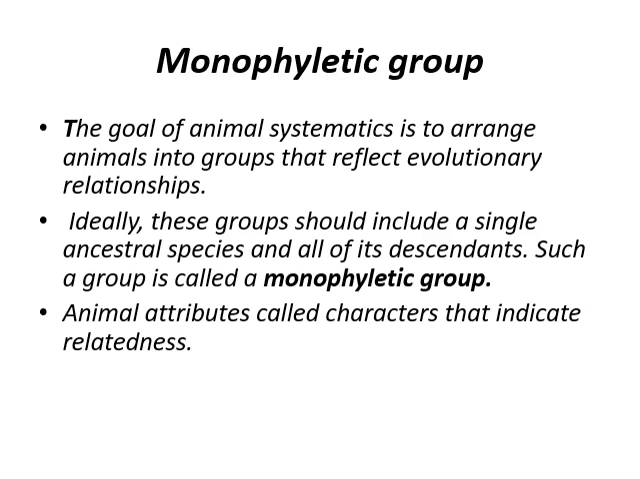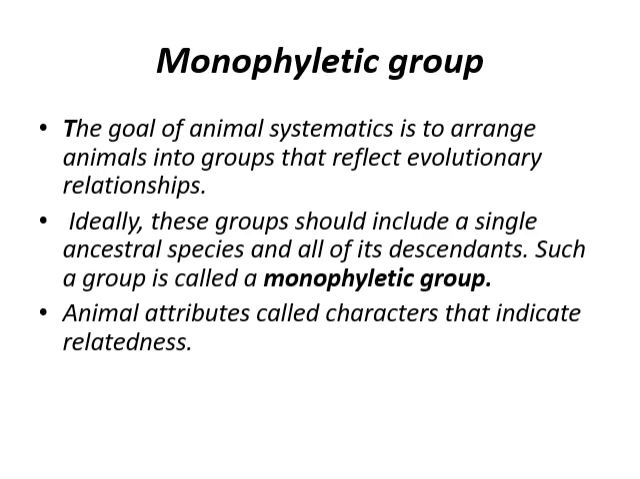Monophyletic is basically a group of organisms that have a single ancestor. The goal of animal systematics is to arrange the animals into groups that reflect evolutionary relationships, and these groups should include a single ancestral species and all of its descendants. Such a group is called a monophyletic group, having a single ancestor.